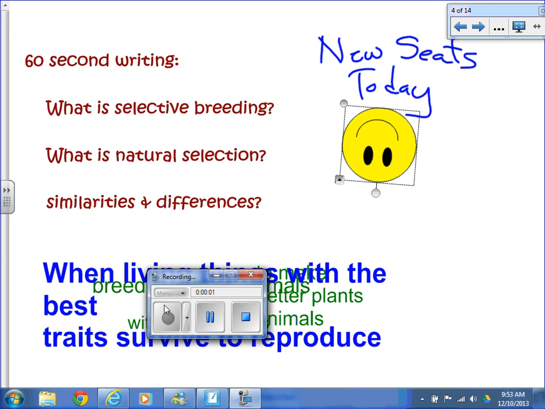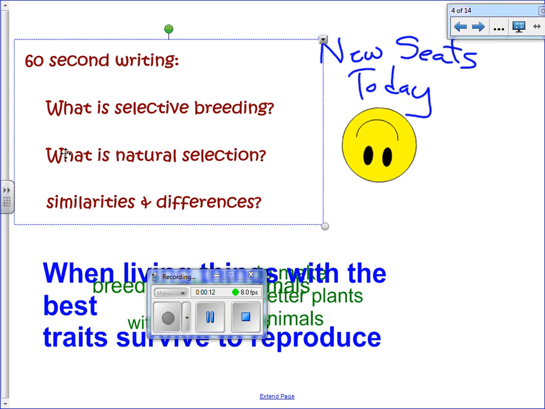With our 60-second writing for today, and this will tie in last week's talk about genetic engineering and selective breeding with this week talking about natural selection and evolution and Charles Darwin. So first of all, let's start out with our do it now question. What is selective breeding?